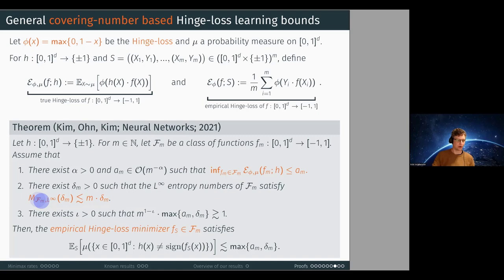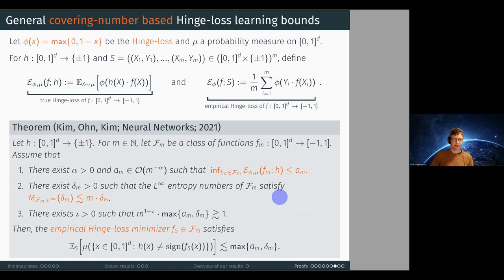And if you have these two things, then you get a learning bound telling you that if you do empirical hinge loss minimization over this class, then at least in expectation, the probability, or the measure, of the set where your learned classifier does something incorrect can be bounded by the maximum of these sequences am and delta m. And again, it's all very technical, but the main thing is you have to have this class fm where you have control over the L infinity entropy bounds and where you have this approximation result. And once you have this, you get some learning bound. Of course, sitting down and determining what exactly the learning bound is is not completely trivial, but you just need to sit down for half an hour and do it.